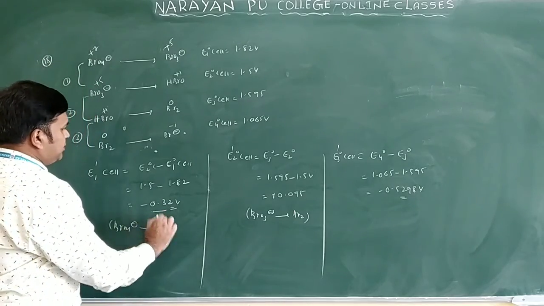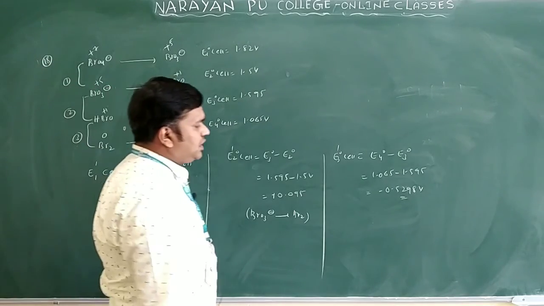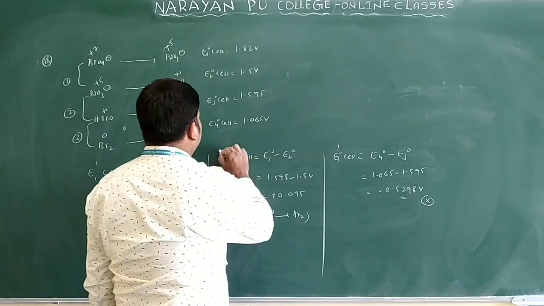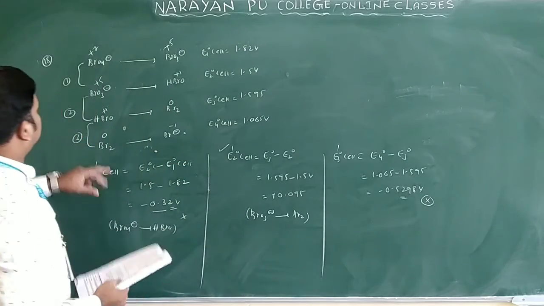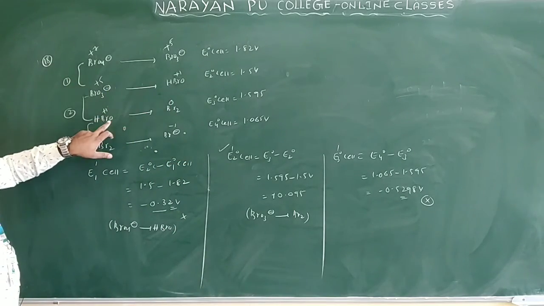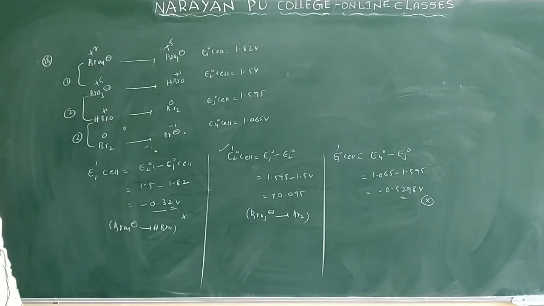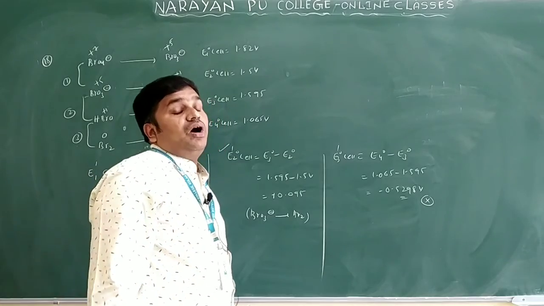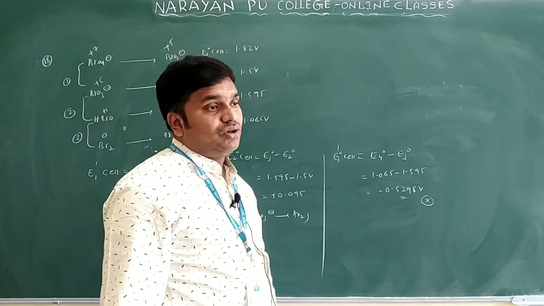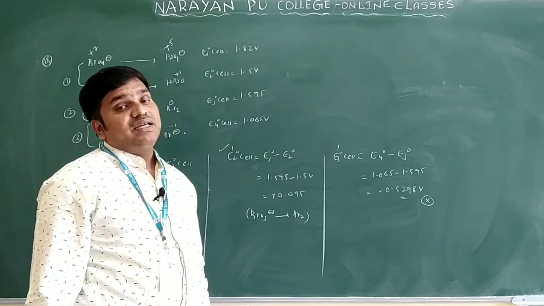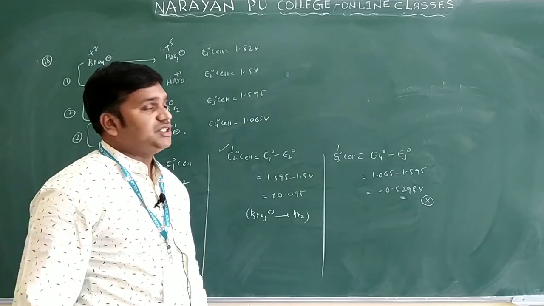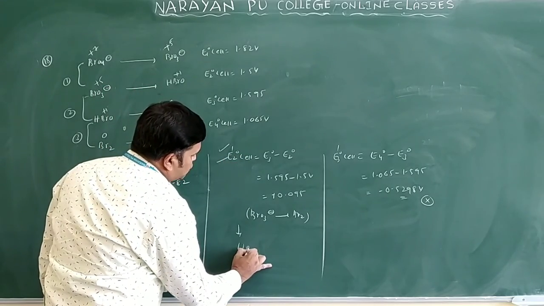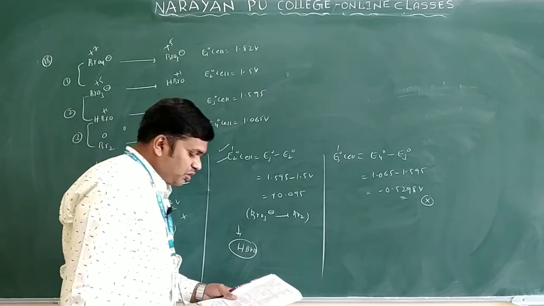By comparing this, what do you get? Here the E naught cell value is negative, so this reaction is not feasible. Here the E naught cell value is also negative, so this reaction is also not feasible. So which reaction is feasible here? This third one, you can say BrO3 minus to HBrO and HBrO to Br2. So here HBrO undergoes both oxidation and reduction. So it is a disproportionation reaction. The same element undergoes both oxidation and reduction. So these two reactions are not feasible, only this reaction is feasible. From this you can say HBrO undergoes a disproportionation reaction.